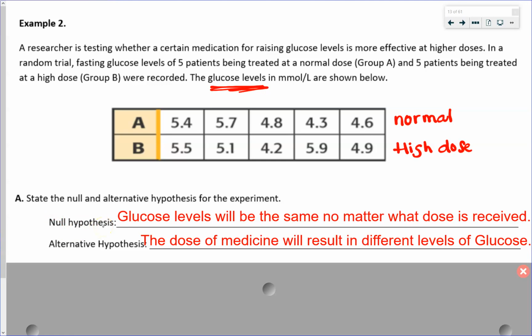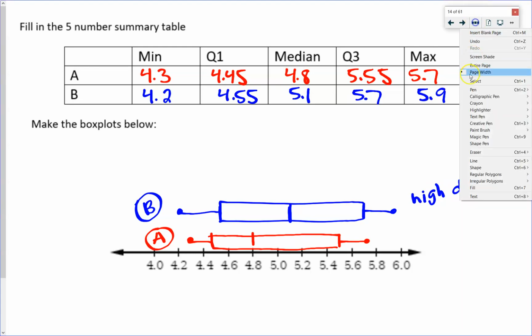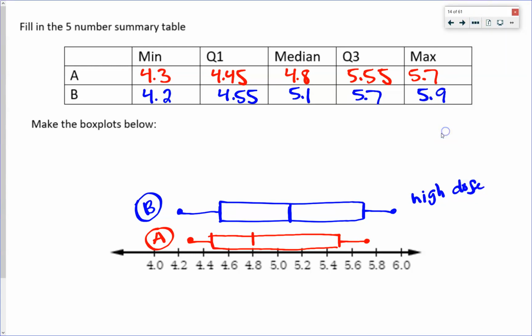So let's go ahead and get our summary. You can pause the video. Get your 5-number summary for group A and then go back and do it for group B. So pause and come back and compare with me. All right, compare your data with mine. So remember, our group B had the high dosage of the medicine, and our group A had the normal.